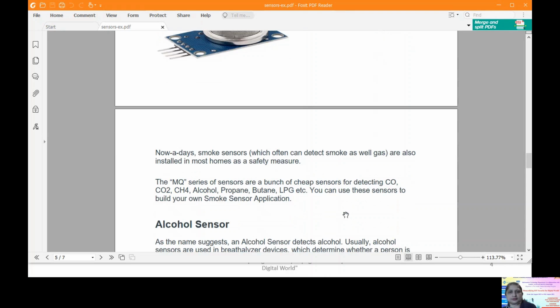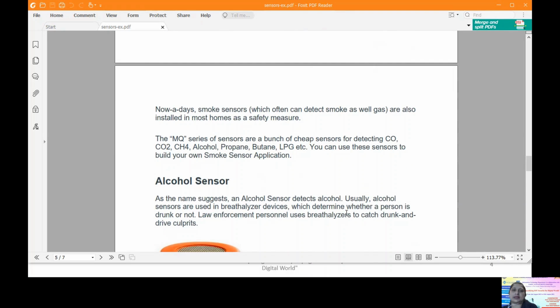The MQ series of sensors are a bunch of chip sensors for detecting CO, CO2, CH4, alcohol, butane, LPG, etc. So you can use these sensors to build your own smoke sensor application. Whenever we want to build any IoT application where we want to detect smoke or gas, we can use this sensor.